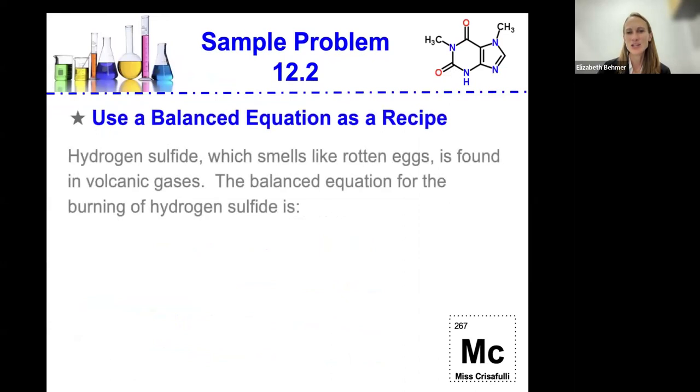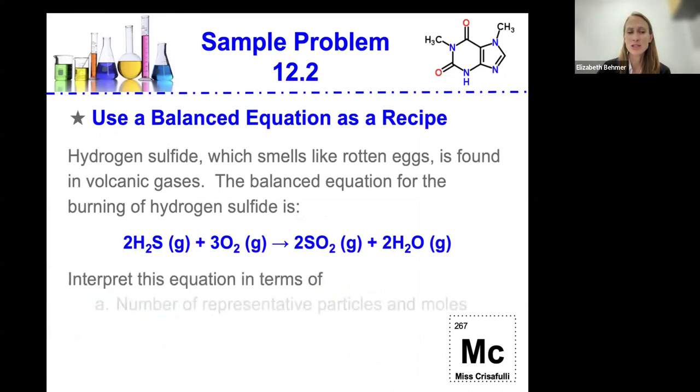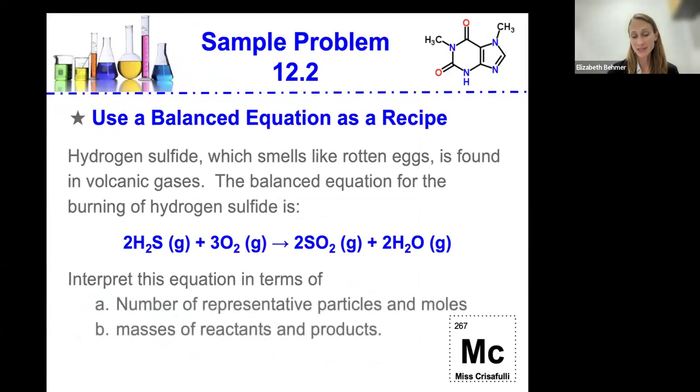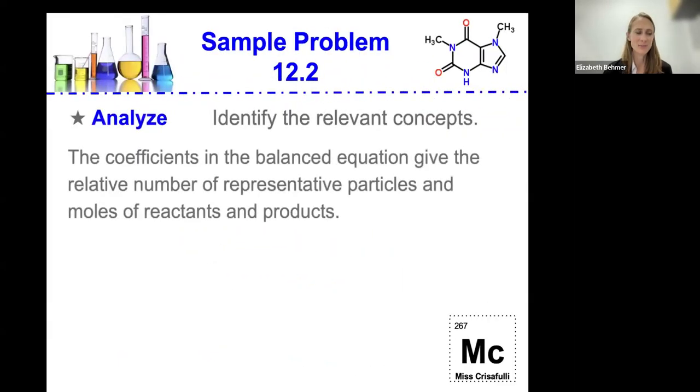Using a balanced equation as a recipe, we're going through another sample problem. Hydrogen sulfide, which smells like rotten eggs, is found in volcanic gases. The balanced equation for the burning of hydrogen sulfide is 2H2S as a gas plus 3 moles of oxygen will yield 2 moles of SO2 plus 2H2O, all as a gas. We need to interpret this equation in terms of the number of representative particles and moles, then the masses of reactants and products. So let's identify the relevant concepts first.